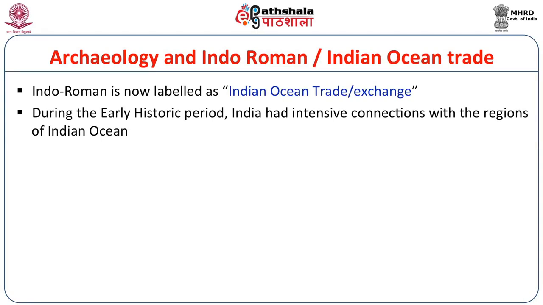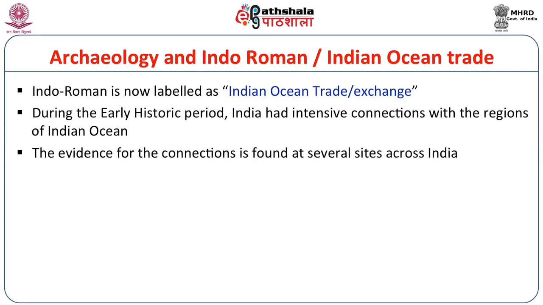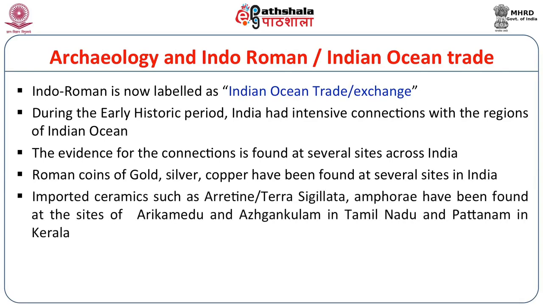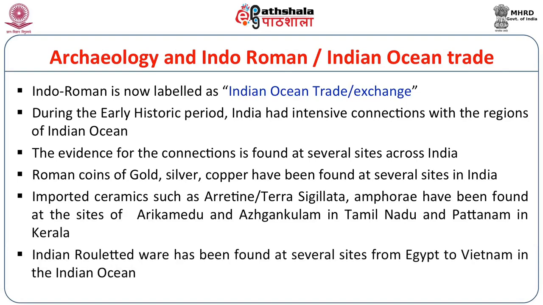During the early historic period, India had intensive connections with the regions of the Indian Ocean. The evidence for the connections is found at several sites across India. Roman coins of gold, silver and copper have been found at several sites in India. Imported ceramics such as arretine or terra sigillata and amphora have been found at the sites of Arikamedu, Alagankulam in Tamil Nadu and Pattanam in Kerala. Indian rouletted ware has been found at several sites from Egypt to Vietnam in the Indian Ocean.